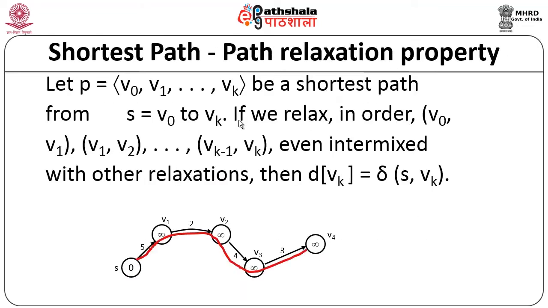So, you can look here, the first node, d of S, is equal to 0, d of V1 is infinity, d of V2 is infinity, d of V3 is infinity and d of V4 is infinity. Now, first you start with S, because of that d of V1 becomes 5. d of V1 is equal to delta S of V1, then d of V2 is equal to delta S of V2, which is 7, 5 plus 2. Then d of V3 is 5 plus 2 plus 4, which is 11, and V4 is 11 plus 3, 14. So, you will see how we have relaxed in order, we will have d of Vk equal to delta of S Vk.